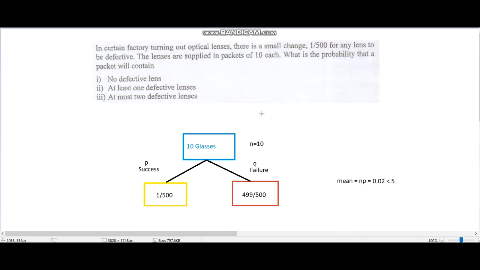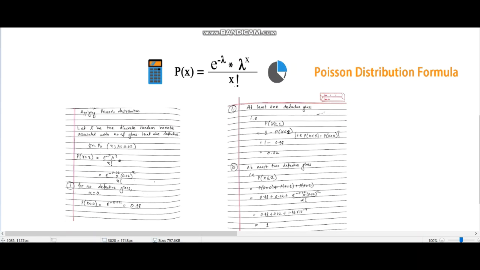For question number 2, we have to find the probability that the packet will contain at least one defective lens. What we have to understand here is that the question is saying we have to find the probability of at least one defective lens. That means we can either get one defective lens, or 2, 3, 4, 5, 6, all the way to 10. So this is only talking about at least one. So it can be one and more than one, all the way up to the sample size, 10.